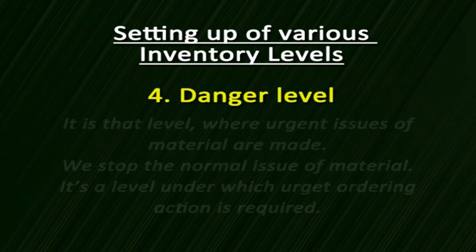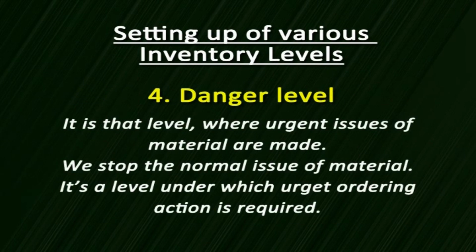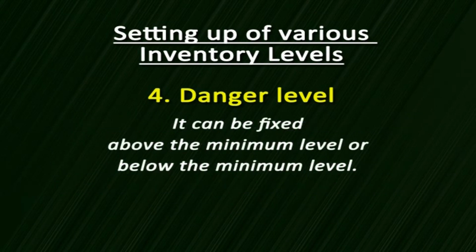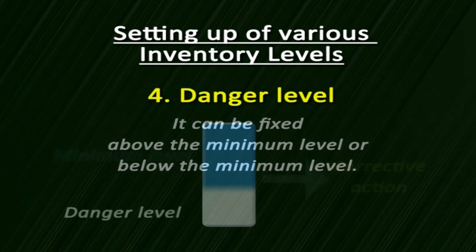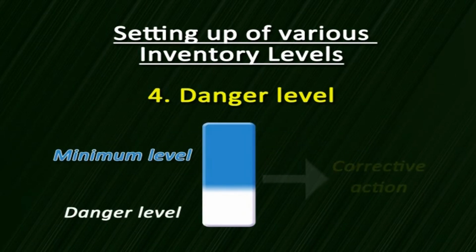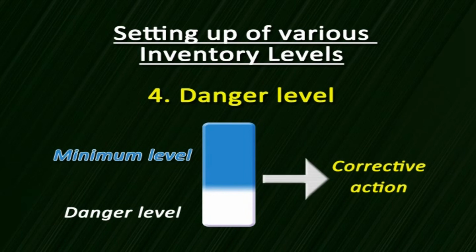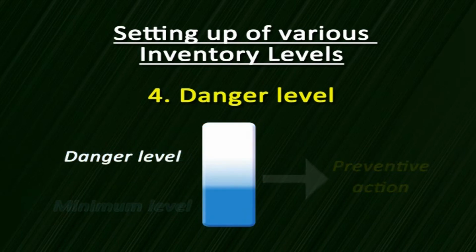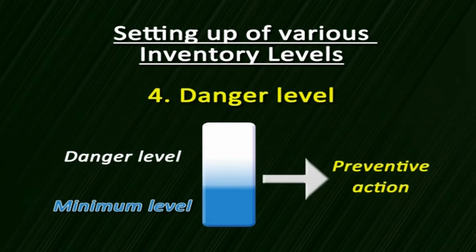Last one is danger level. Danger level means that level where urgent issue of material is made. We stop the normal issue of material. It's the level under which urgent ordering action is required. Danger level can be fixed above the minimum level or below the minimum level. If the danger level is below the minimum level, corrective action is to be taken. And if the danger level is above minimum level, it calls for preventive action.